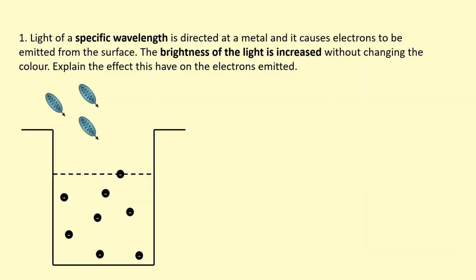In this question, we have light of a specific wavelength being directed at a metal surface, and it causes electrons to be emitted from the surface. The brightness of the lamp is increased without changing the color. Explain the effect this has on the electrons being emitted.